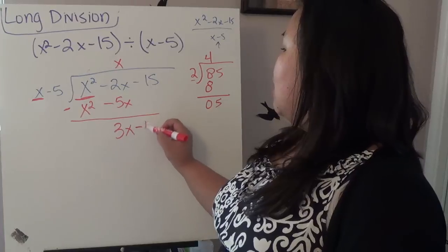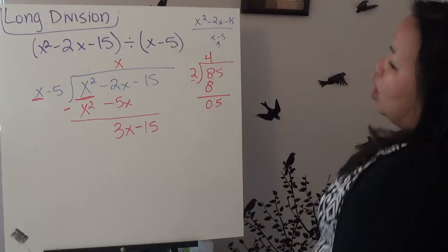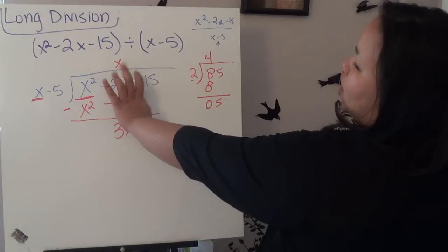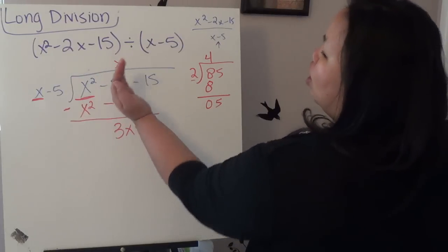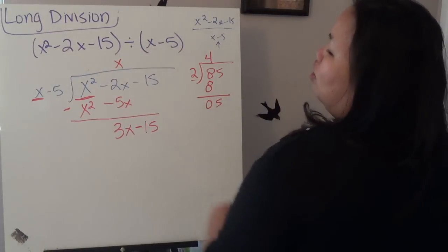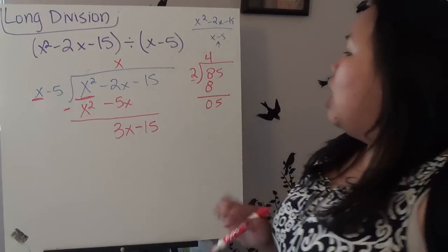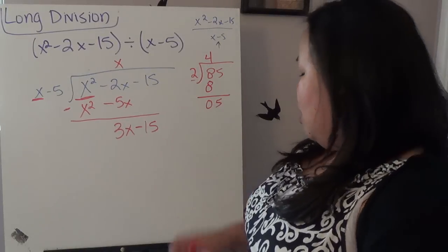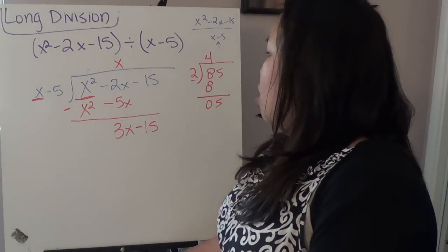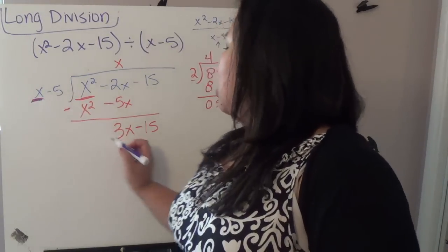And I'm going to bring down the -15. This is very important because let's say there's no x and it's just 15, then I have to put a 0 in. So it has to go in order. I always have to put a 0 if there's something missing, but it needs to go in order. And I do the same thing. I'm going to focus on the first term. I'm going to focus on x and 3x.